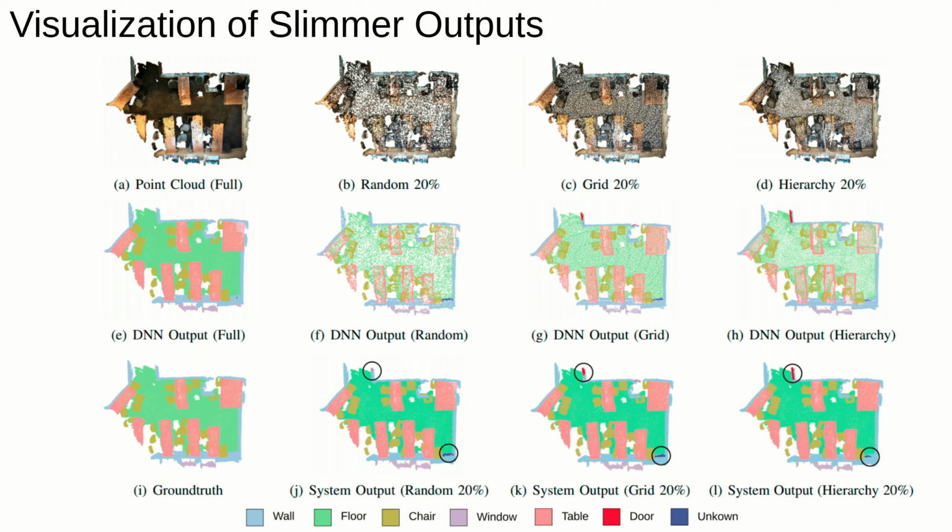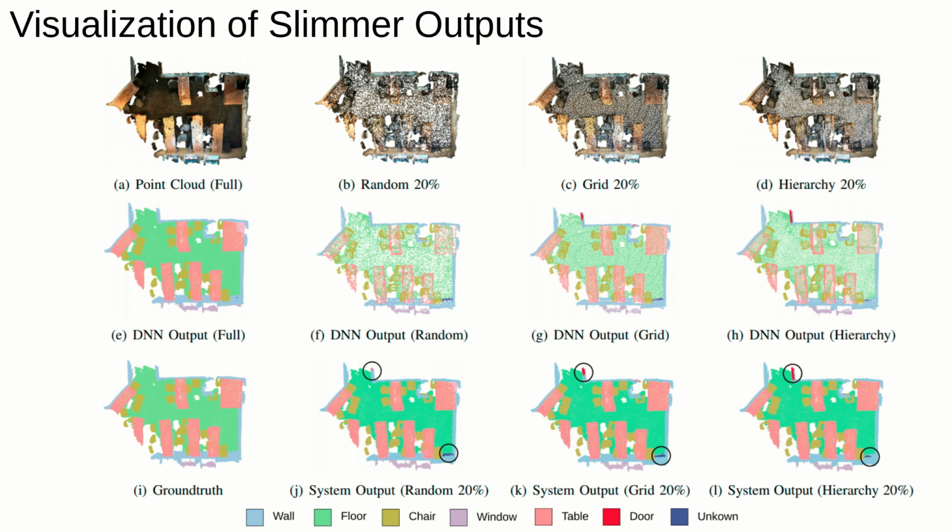Before showing our evaluation results, I'd like to give some examples of Slimmer output. Figure A is a full-size point cloud, and B, C, D are simplified point clouds that are 20% of its original size, specified by the random, the grid, and the hierarchy simplifications. The second row shows the DNN output for the corresponding point clouds. Figure I is the segmentation ground truth, and figures J to L are the final output of Slimmer. We circle the regions that are falsely segmented in the outputs.